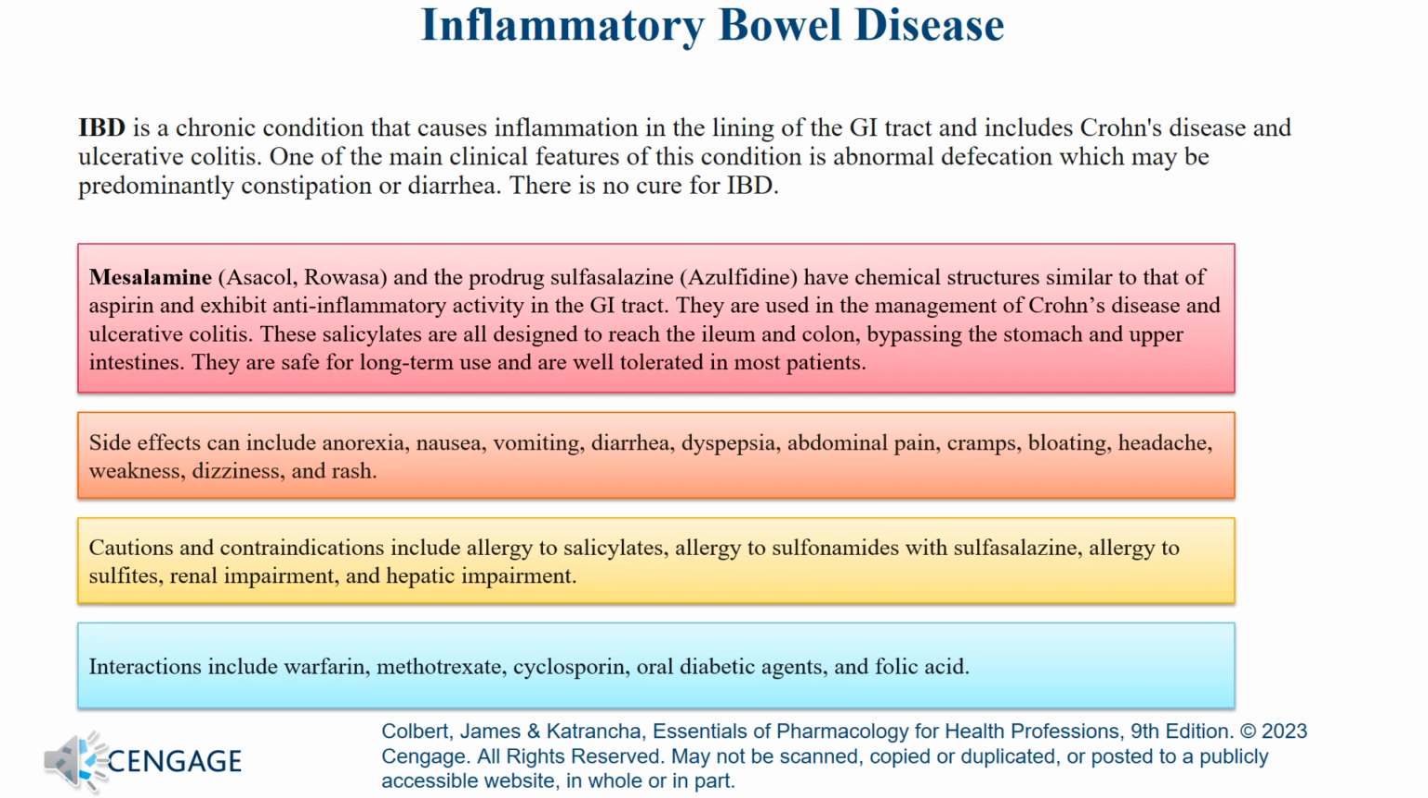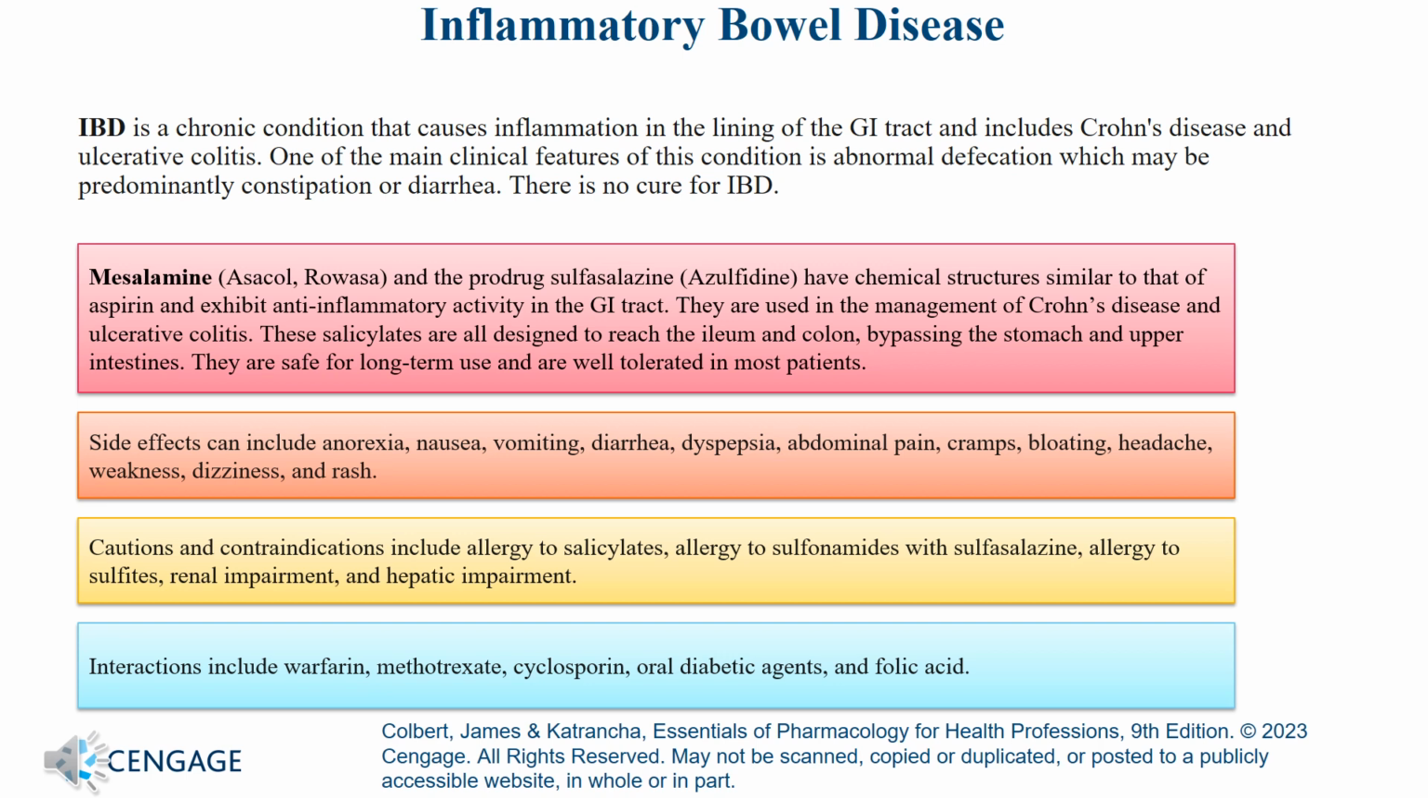Alright, so we're going to take a look at inflammatory bowel disease. Your IBD is a chronic condition that causes inflammation in the lining of the GI tract, and that includes Crohn's disease and ulcerative colitis. One of the main clinical features of this condition is abnormal defecation, which may be predominantly constipation or diarrhea, so it can go back and forth. And sadly, there is no cure for IBD.